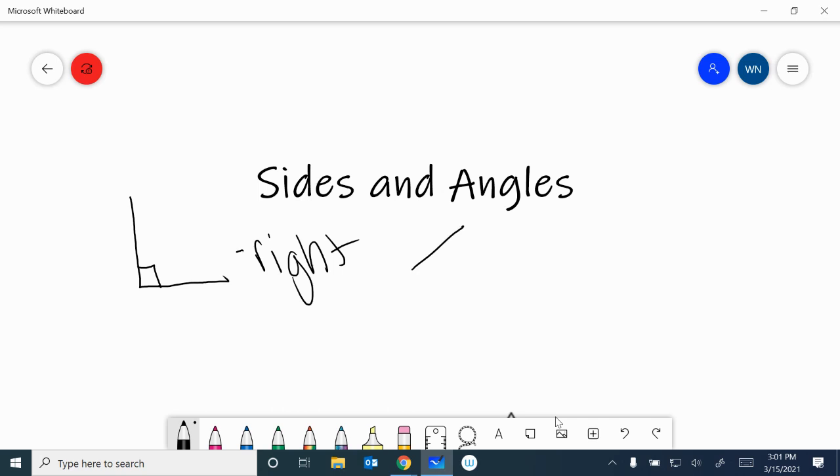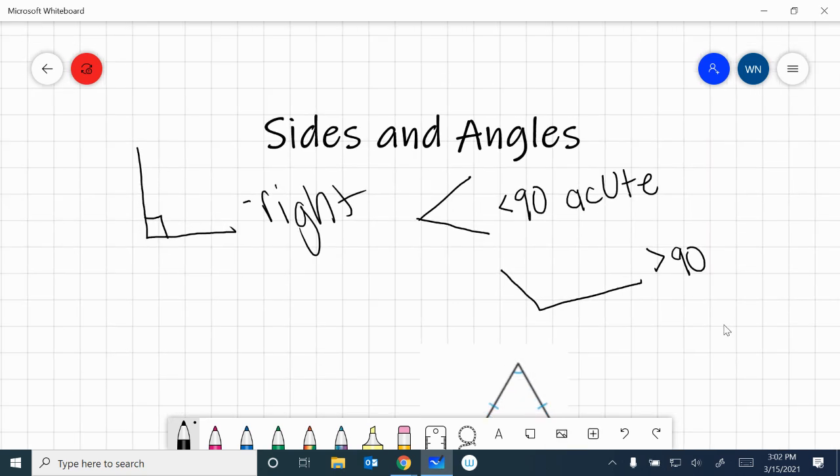If we draw an angle that is less than 90 degrees, that is an acute angle. I think of that one like it's cute, it's little. And the last one is obtuse. Obtuse angles are greater than 90 degrees. So those are the angles we need to review. So let's start diving into how we're going to classify these triangles.